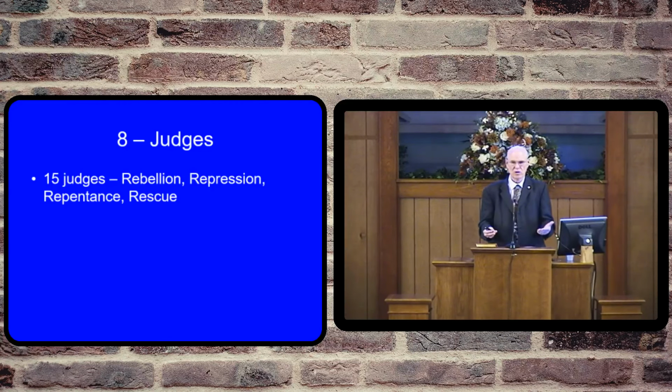And I use 4 R's to represent the cycle that's repeated throughout the book of Judges. Rebellion, people rebel against God. Sin, repression, you might like the word oppression better, but repression works, as the enemy came in and conquered them. Then repentance on the part of the people, and then God raises up the judge to rescue them. That cycle is repeated over and over through the book of Judges.